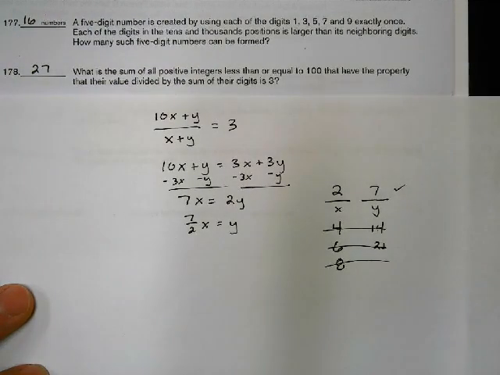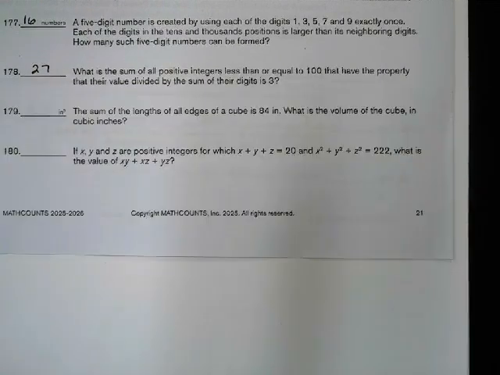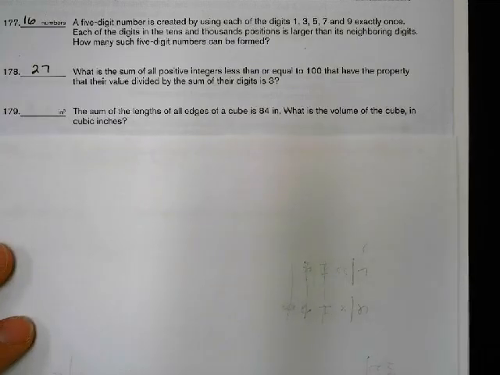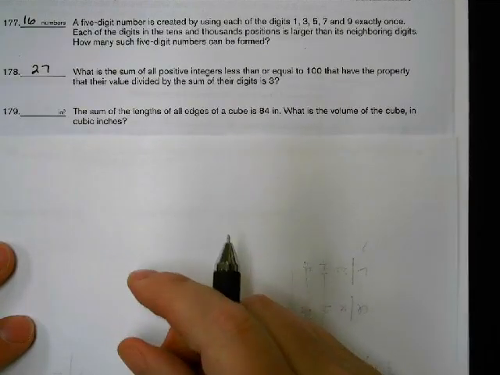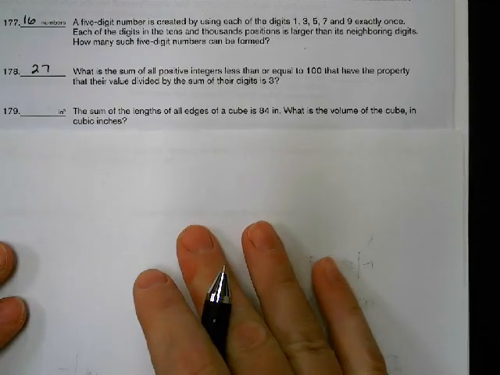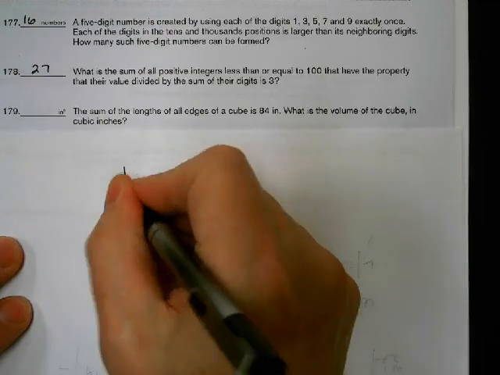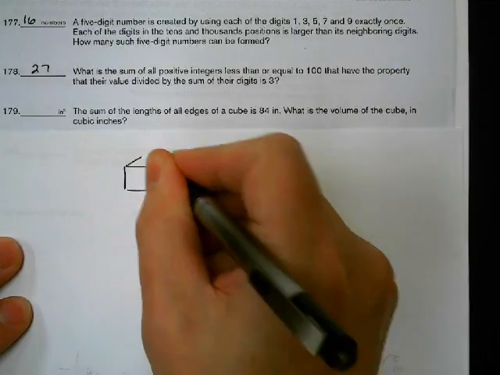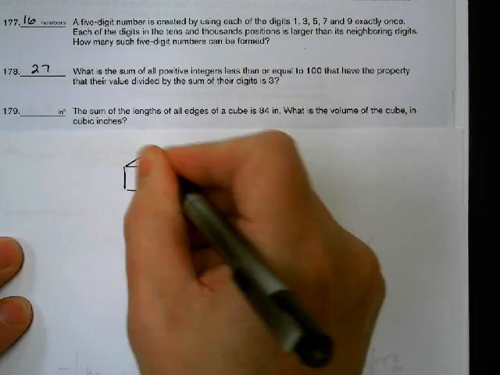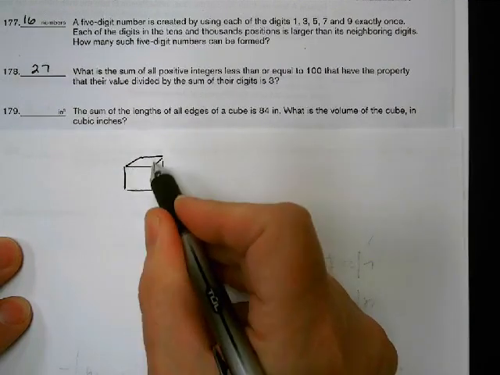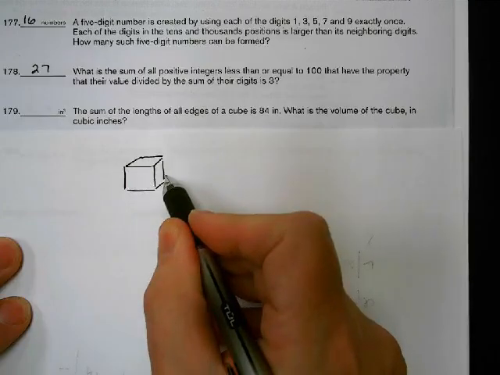All right, 179. The sum of the lengths of all the edges of a cube is 84. What's the volume of the cube in cubic inches? Okay, so I've got a cube. So my edges, I've got 4 edges on the top of the cube. I've got 4 edges around the side of the cube. And I've got 4 edges on the bottom of the cube. So we've got a total of 12 edges.